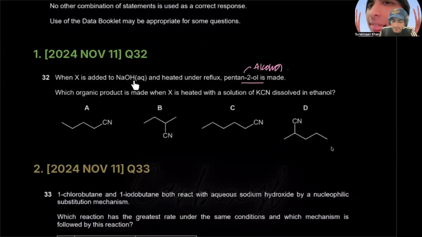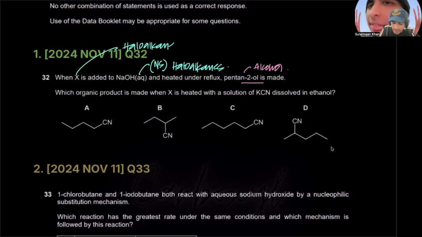You added sodium hydroxide aqueous to X, and you've studied this before. If you recall your mind maps, you know that when you have sodium hydroxide or potassium hydroxide and it's aqueous, it's basically a nucleophilic substitution reaction taking place, and that's with haloalkanes. So X is effectively a haloalkane.